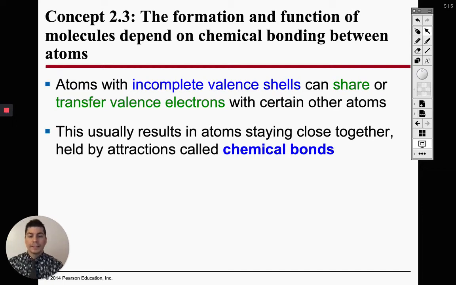Hi everyone. Today we are going to go over section 3 of chapter 2. And it's going to involve chemical bonding and different interactions between all of our elements.